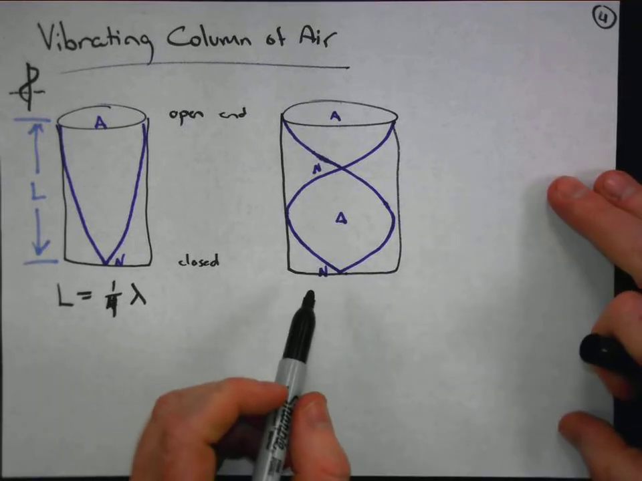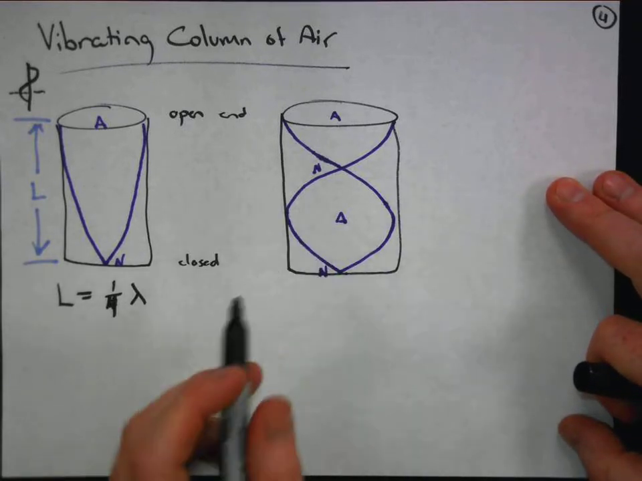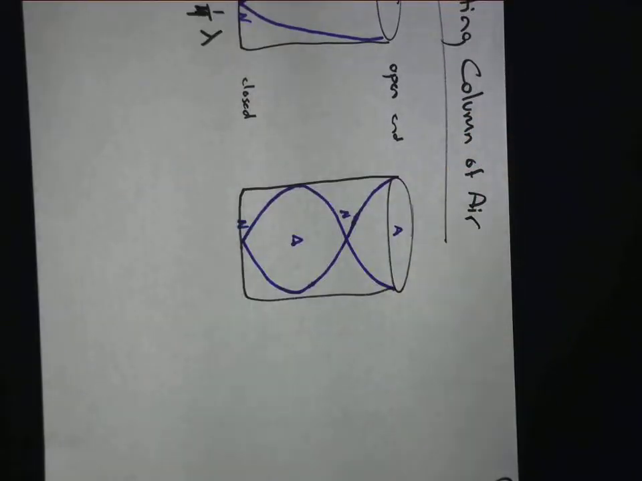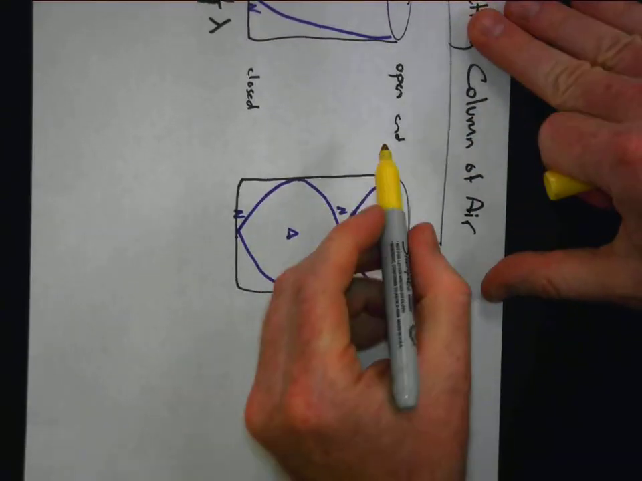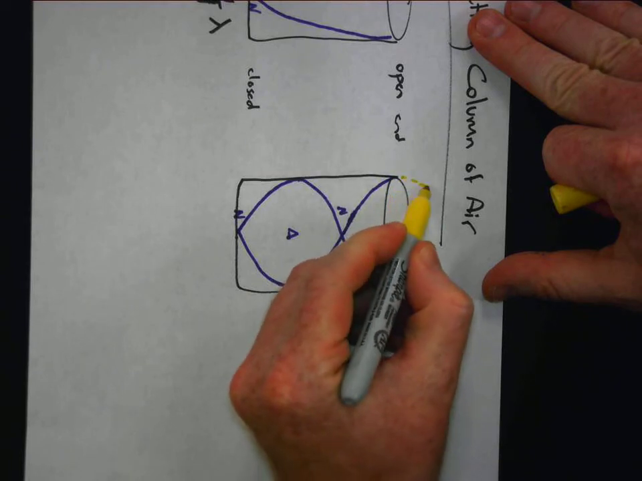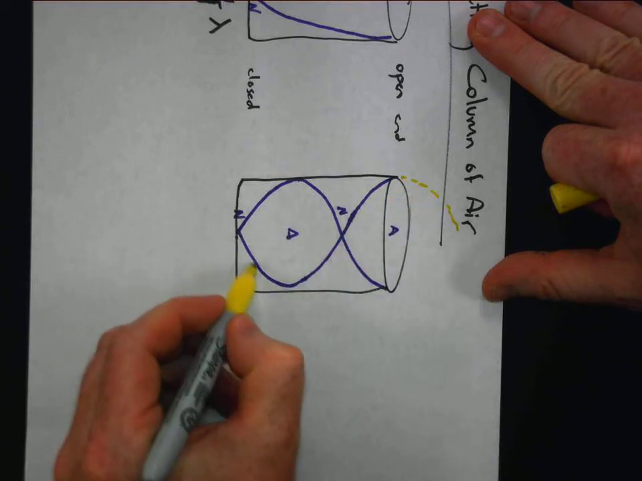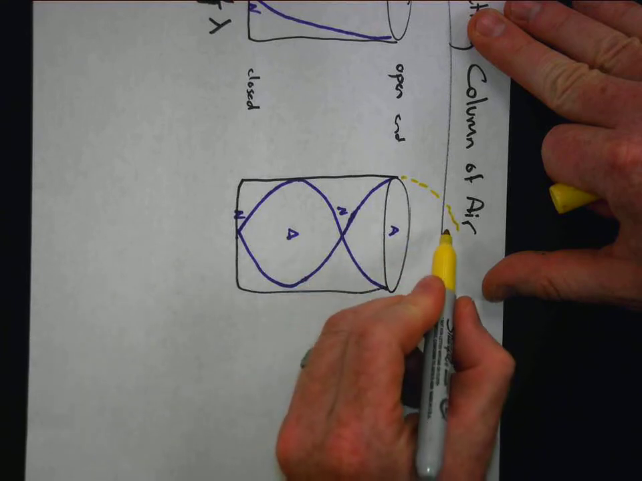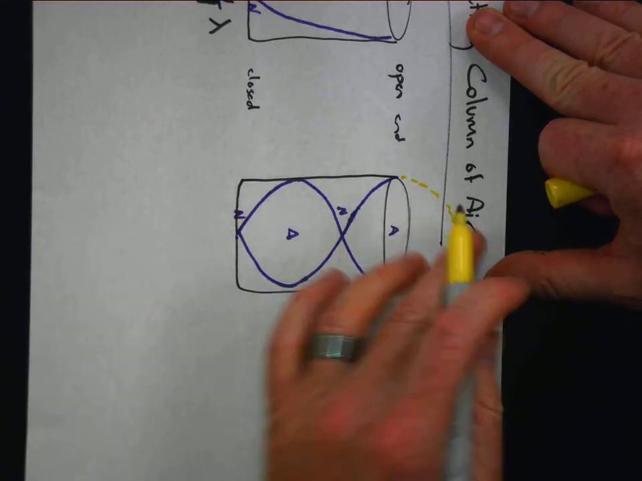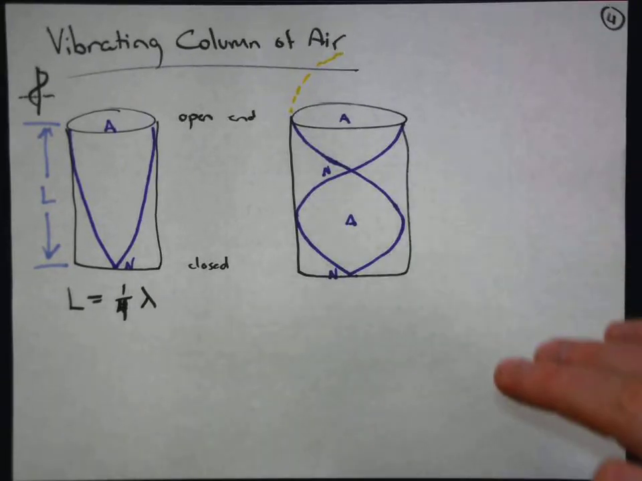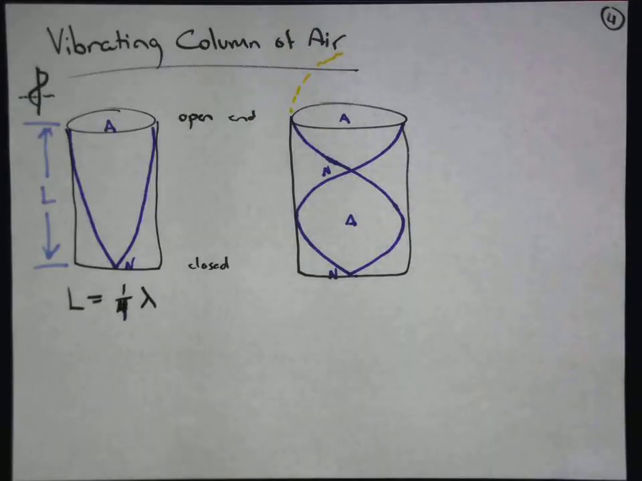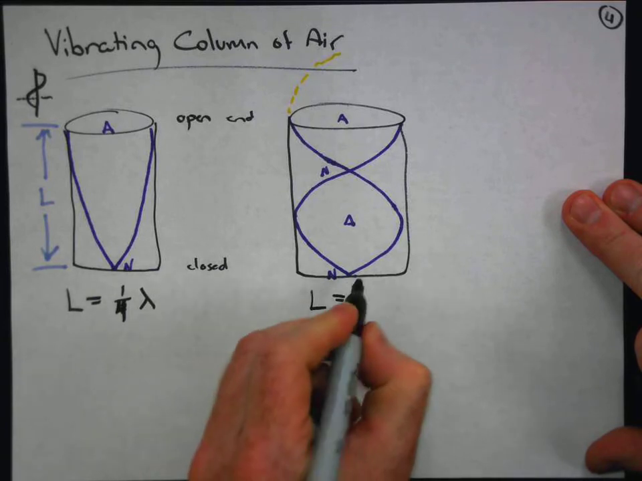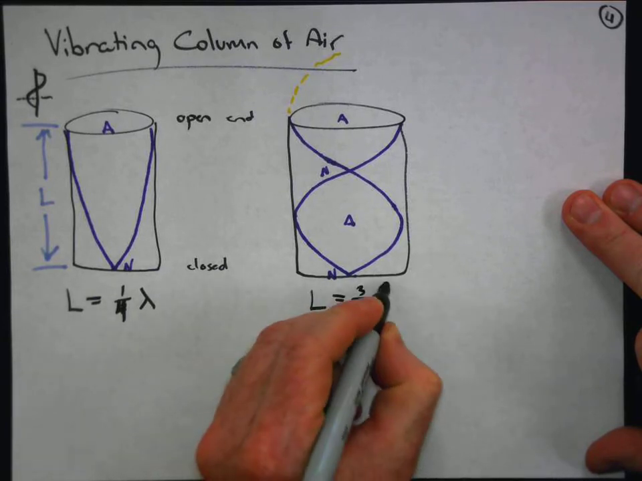What's going on here, though? What's the relationship between L and wavelength? How much of a complete wave are we seeing? Well, this kind of looks like it's missing something in this column of air. We're missing this right here, so we would go down and down to the middle again. And so that's a fourth of the wave. We're missing the fourth, so we have 3/4 of the wave. So L is a distance equal to 3/4 of the wavelength.